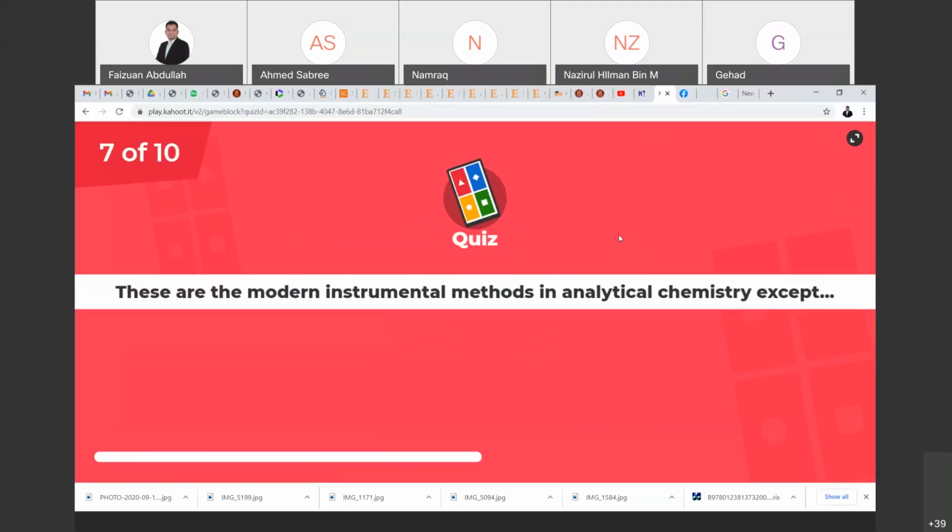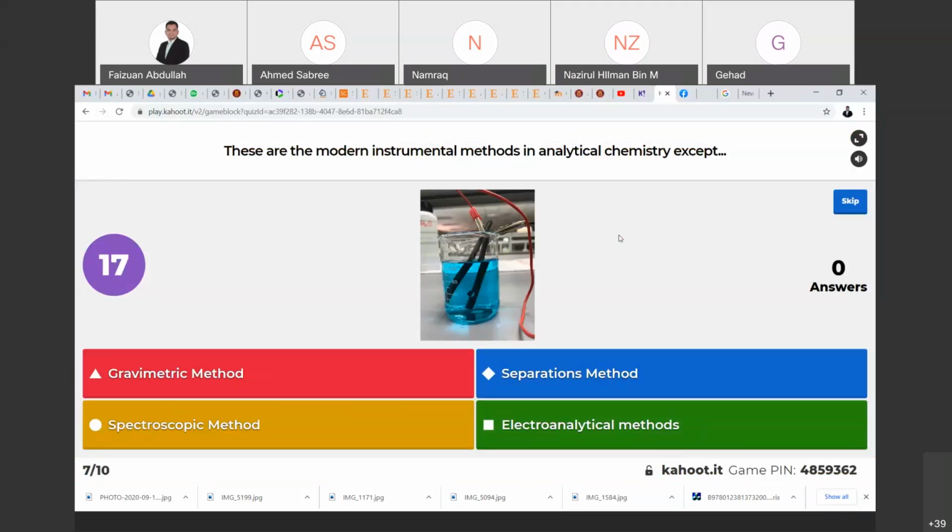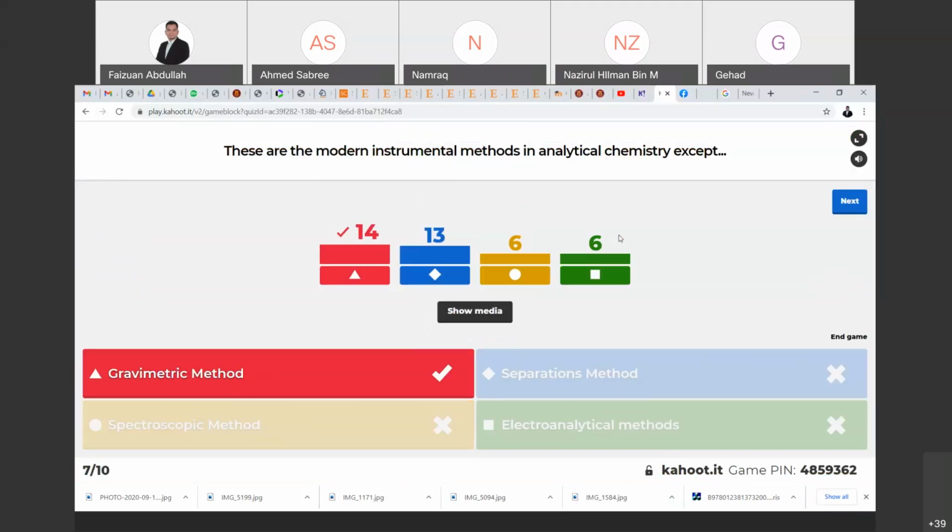These are the modern instrumental methods in analytical chemistry: gravimetric method, spectroscopy method, separation method, and electroanalytical method. Which one is not a modern instrumental method? The answer is gravimetric method. Gravimetric method is not a modern instrumental method, right? It's a classical method.